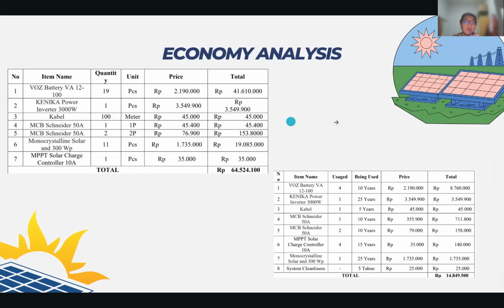And after that, I'm using the inverter 3000 because the watt peak per hour for my home is 3036.6. So that's why I'm using an inverter of around 3K. One piece is around 3 million. After that, I need cable. It's 100 meter, or I just need one, and it's around 45,000.